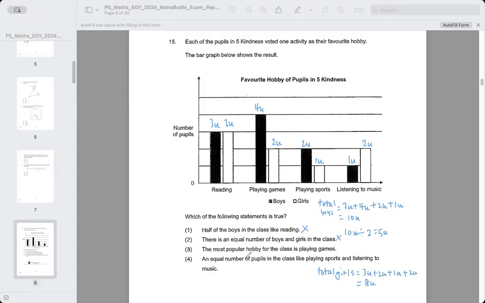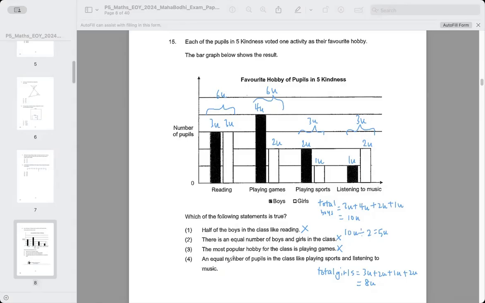So option 3, the most popular hobby for the class is playing games. Okay, so we have to look at the total for each hobby and see whether it is playing games. So the total for reading, 3 plus 3 is 6 units. Okay, 4 plus 2 is 6 units. 2 plus 1 is 3 units. And 1 plus 2 is 3 units. So if I say that the most popular hobby is playing games, it is 6 units. However, reading is also 6 units. Okay, meaning playing games is not the most popular hobby. So this is also false.